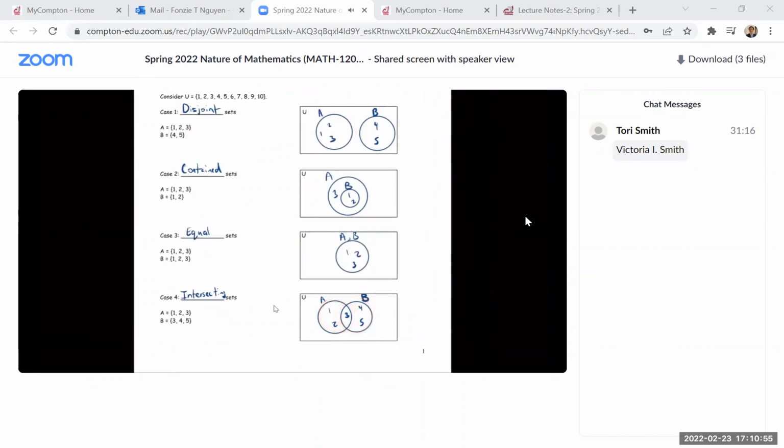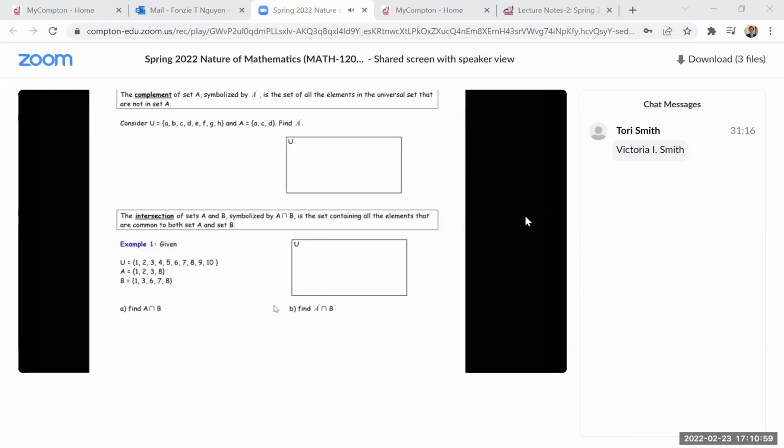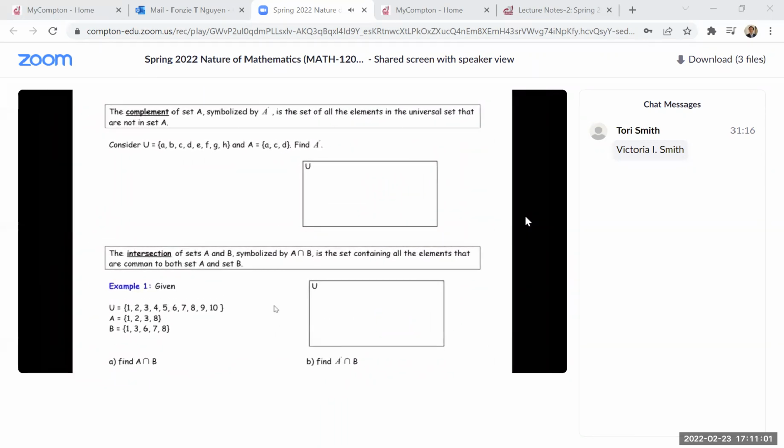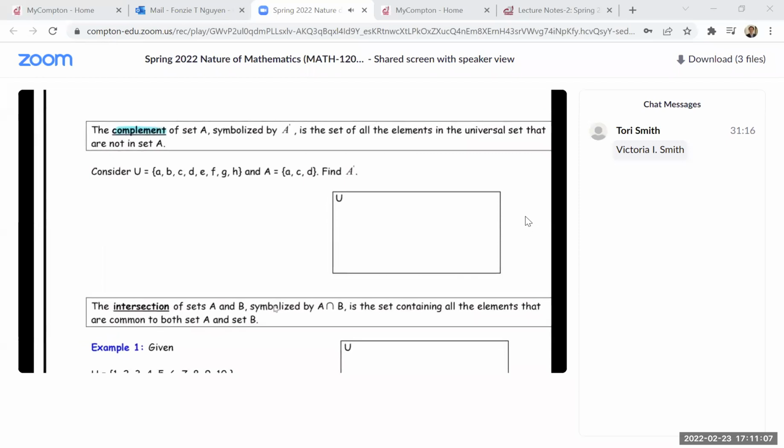All right, let's look at what else they have for us. Complement. So here's another definition. The complement of a set is denoted by this little apostrophe, A apostrophe. That means complement. And it's a set of all elements in the universal set that are not in set A. So let's look at an example.